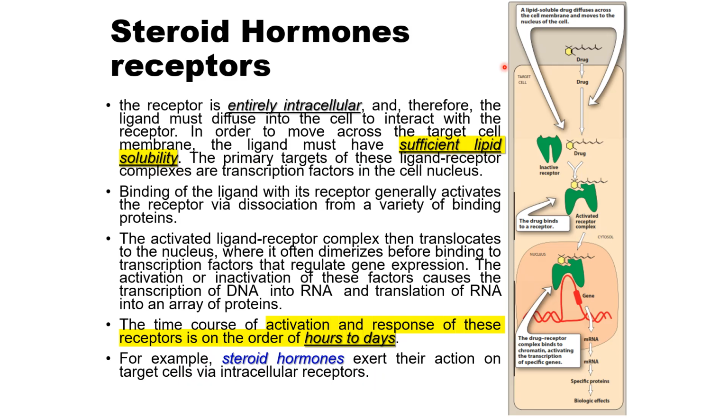Only lipid soluble drugs are able to diffuse through the cell membrane and the nuclear membrane in order to reach the intracellular intranuclear receptors. And therefore, because of the distant position inside the nucleus, the activation and response of these receptors will take the order of hours and days, such as steroid hormone and thyroxine as an example of these hormones also.